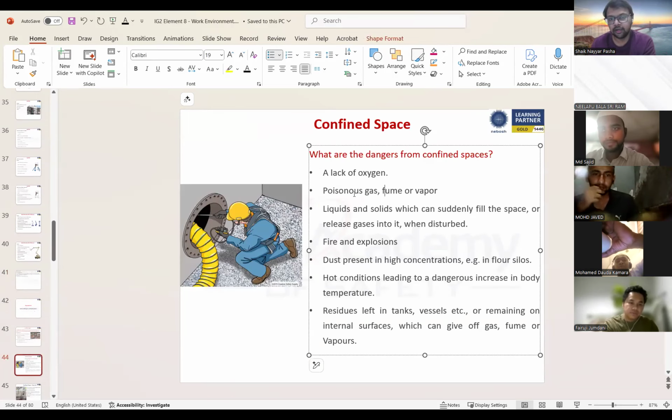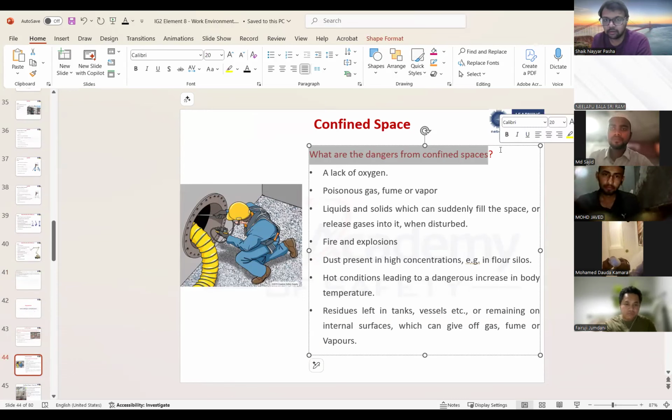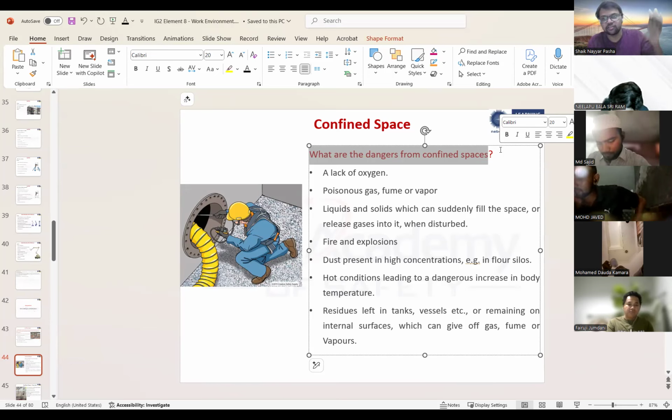Yes, sir. We already discussed why confined spaces are dangerous. Why? Because of lack of oxygen, poisonous gases, vapors, or fumes that might be present in the space, or while doing some welding activity inside the tanks, fumes could result, or vapors could be released. Liquids and solids can suddenly fill up the space or release gases into it when disturbed. Fire and explosion, dust present in high concentrations, particularly when you are cleaning flour silos. I'll show you.